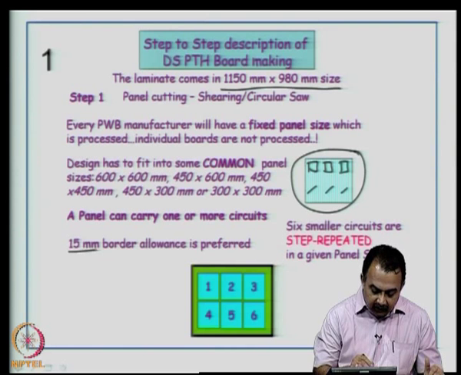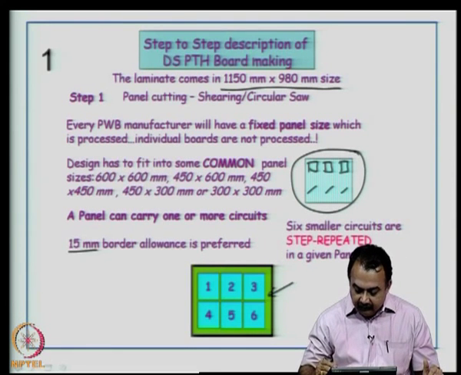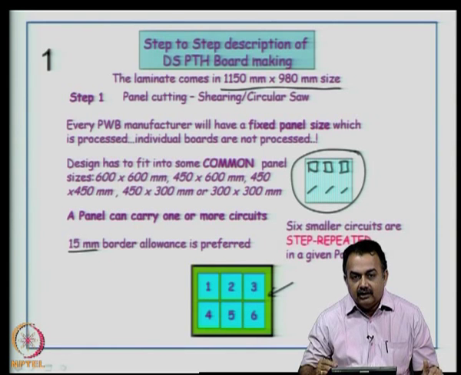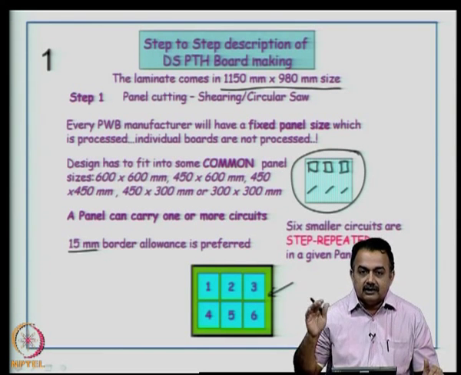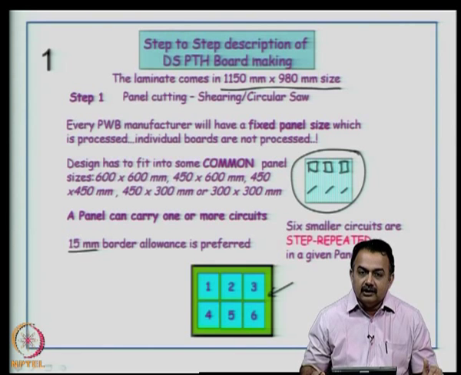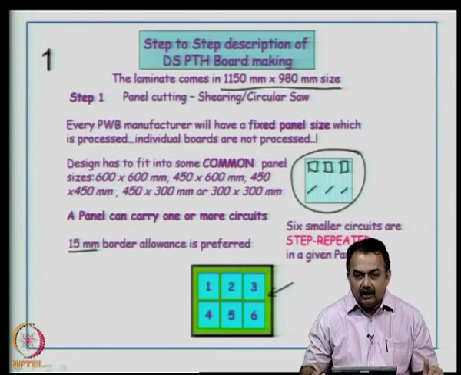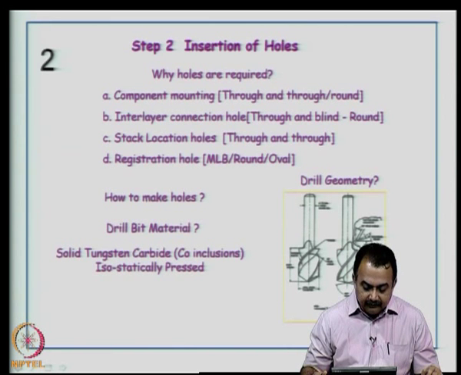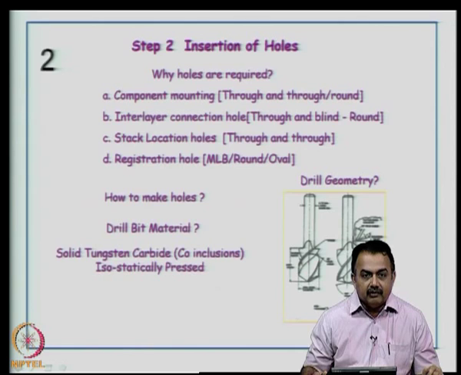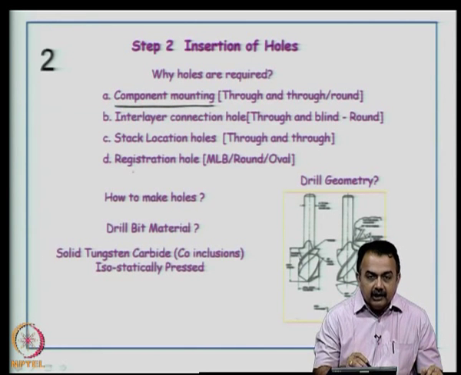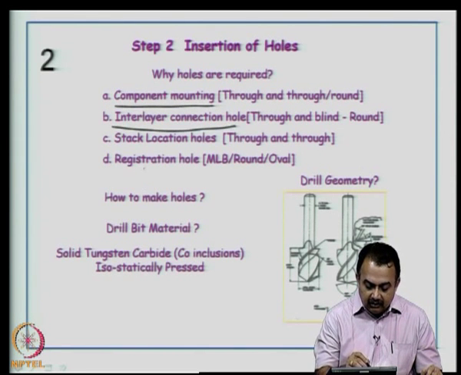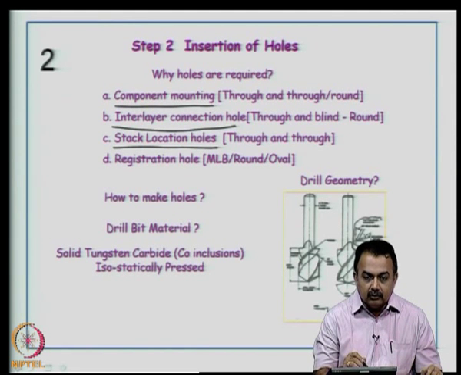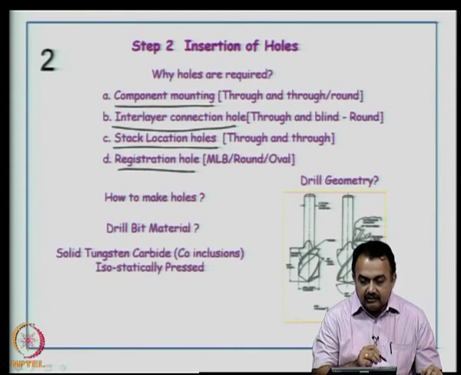Typically, a 15 mm border allowance is given, as you can see here, and then once this planning is ready, it will go through the entire sequence right up to the etching process, including probably the solder mask printing and legend printing. So, a lot of time has to be spent in this initial step. Now, drilling, the board now goes for drilling, and as we have seen why holes are required. It is required for component mounting, interlayer connection by through-hole technology, stack location holes through and through during the entire process, and for registration.